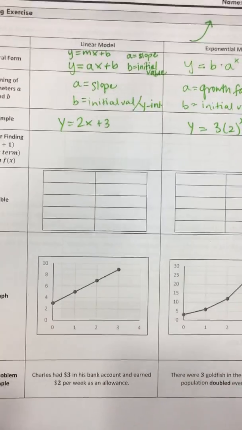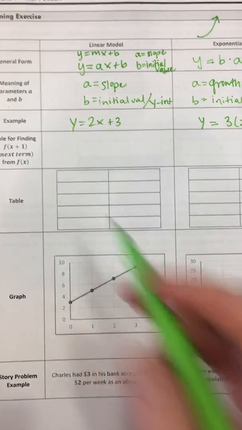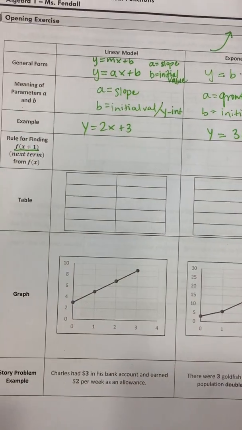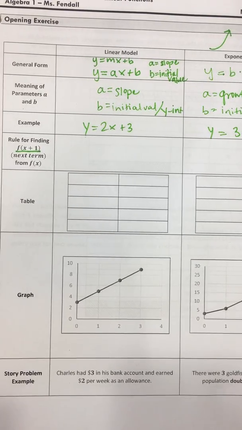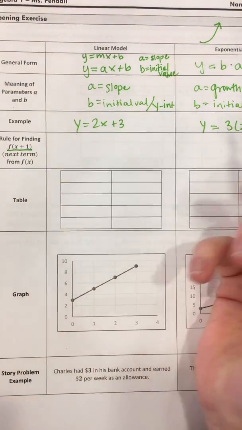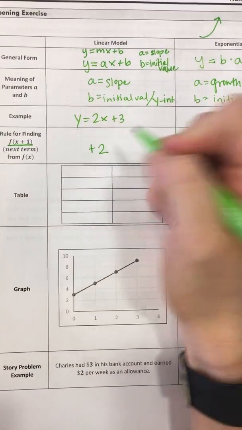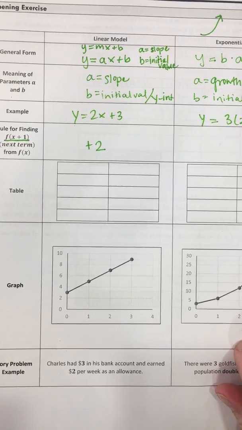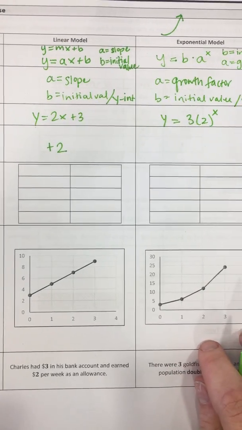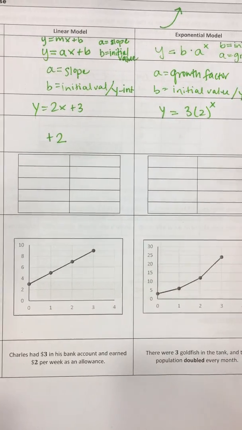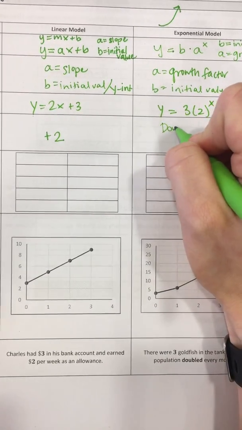Now, the rule that we have here for finding f of x plus 1, aka finding the next term: here we know that to find the next term, we're just going up by the slope, plus 2. So every time we increase, we go up 2, like rise over run. And then here we know that because it is 2 to the x power, it means it's doubling.